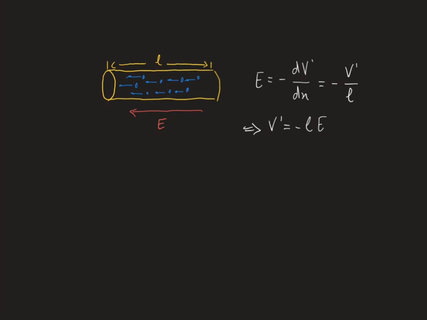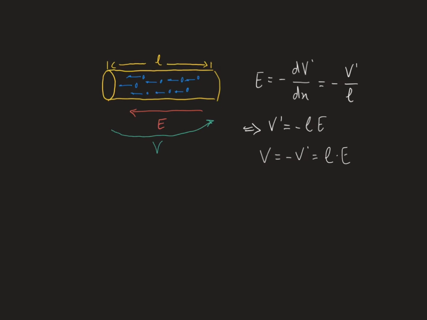It is intended here that the positive direction of the potential is the one defined by the electric field. If we define the potential as pointing in the opposite direction as compared to the field, then we can rewrite the last expression as V equal to minus V prime equal to the length times the electric field.